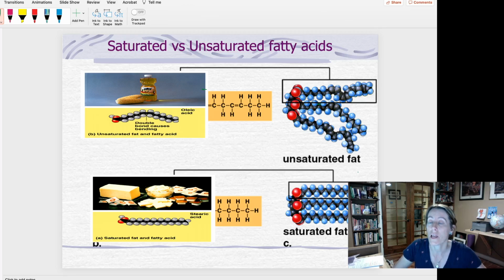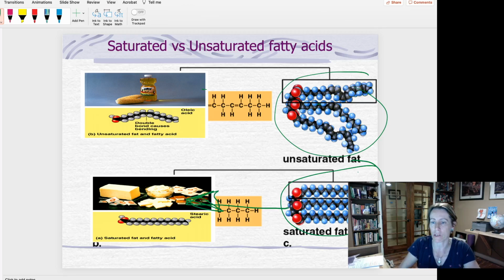And it also reflects how these fats look at room temperature. At room temperature, saturated fats are generally solid because the molecules compact together and make a solid lump. So butter, lard, all that stuff, saturated fats tend to be solid at room temperature, whereas unsaturated fats tend to be liquid at room temperature, which is things like canola oil, that kind of stuff.